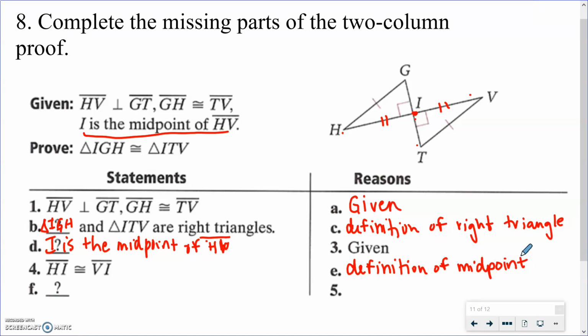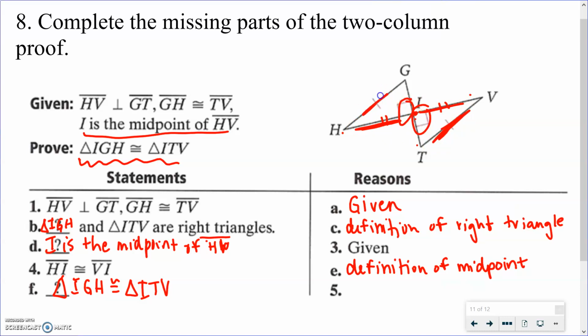Okay? Now the last thing we want to do is prove our proof statement right here. So triangle IGH is congruent to triangle ITV. And I'm going to see, oh, I have a right angle, I have a leg, and I have the hypotenuse that are all congruent, so I'm going to use the hypotenuse leg theorem. So just like if we're using side angle side or side side side when triangles aren't right triangles, the hypotenuse leg theorem is just another way we can prove something is congruent, but it only works for right triangles. Okay? Please let me know if you have questions.